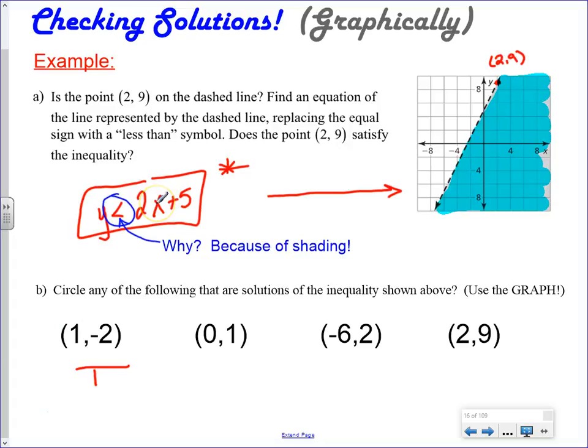We're just plugging in. Then I have to use the graph. Don't worry, now we're going to use the graph. Guys, where is this point 1, negative 2? We're going by 2s. Is it halfway? Oh, that's in the shading. All right, 0, 1. Plug it in, plug it in.